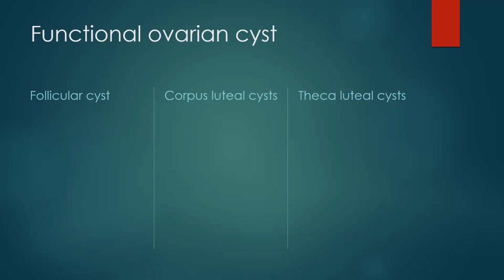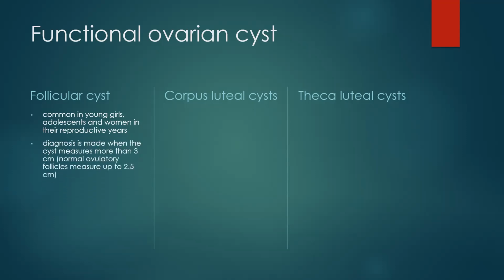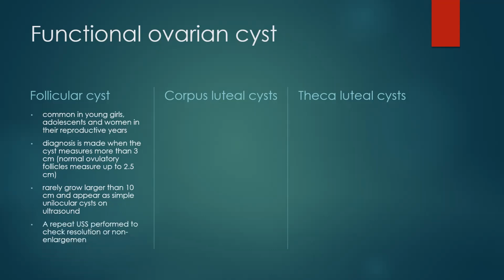And now I will tell about the small details of these cysts. If it comes in the exam, they give some features regarding the cyst and they want to know what type of cyst this is, because they can give this scenario in the part 2 exam. So whenever there is a young girl, aged 18, 19, and there's a simple cyst, this cyst is common in young girls, adolescents, and women in their reproductive years. Diagnosis is made when the cyst measures more than 3 centimeters, because a normal ovulatory follicle measures up to 2.5 centimeters. Rarely grows larger than 10 centimeters and appears as a simple unilocular cyst on ultrasound. A repeat ultrasound is performed to check resolution or non-enlargement.